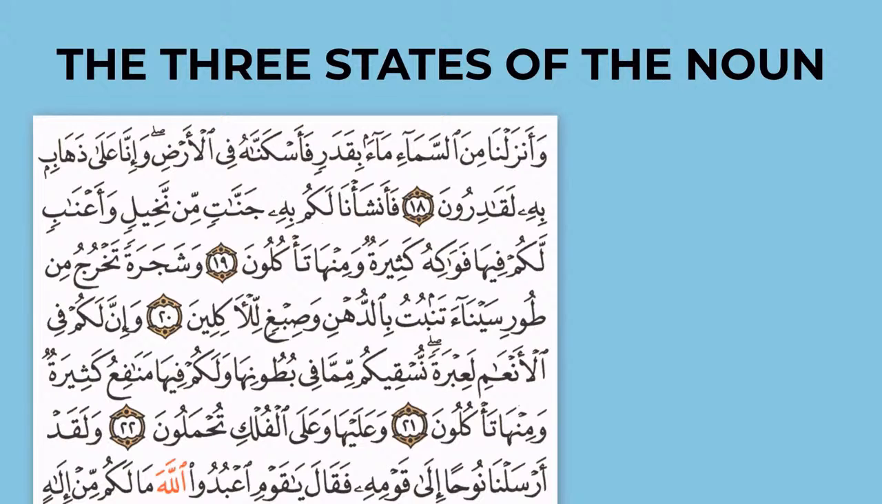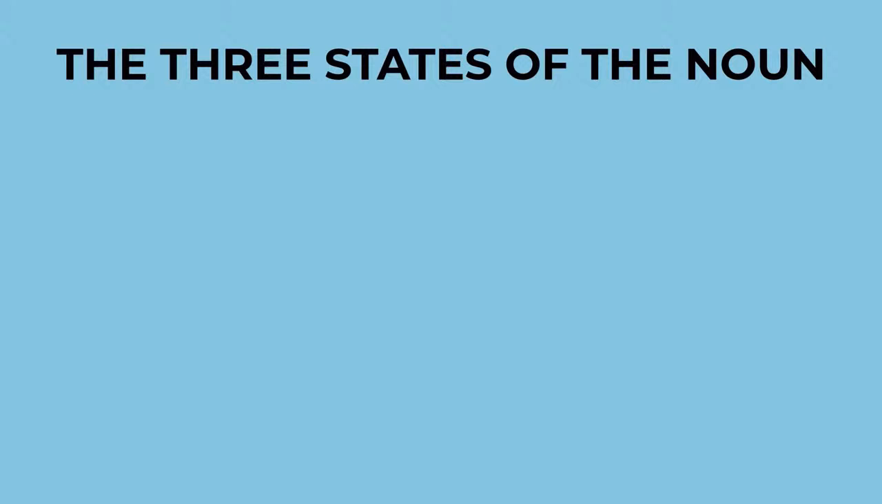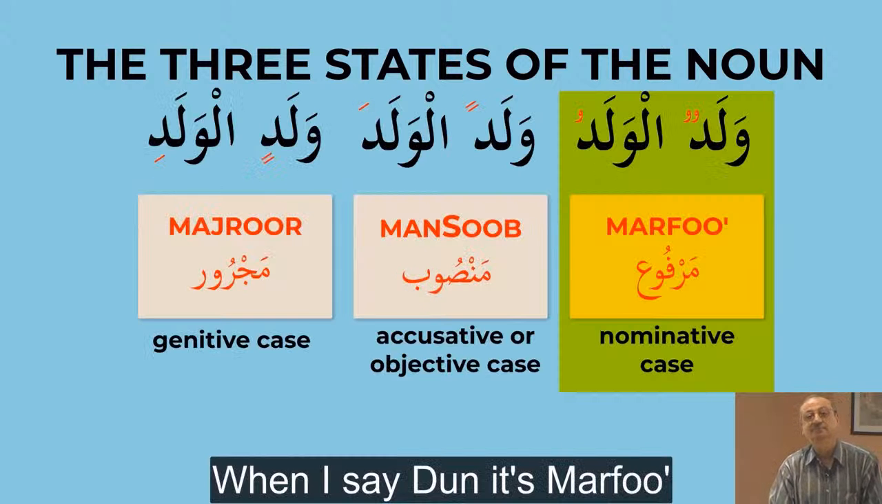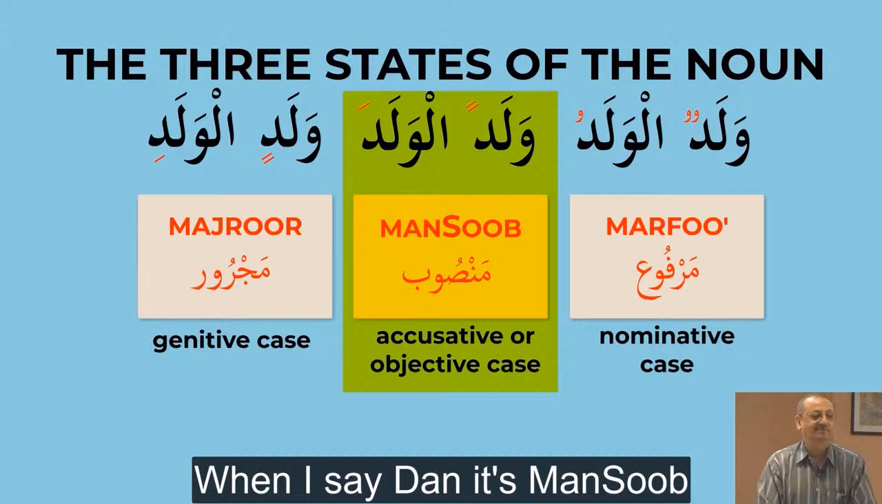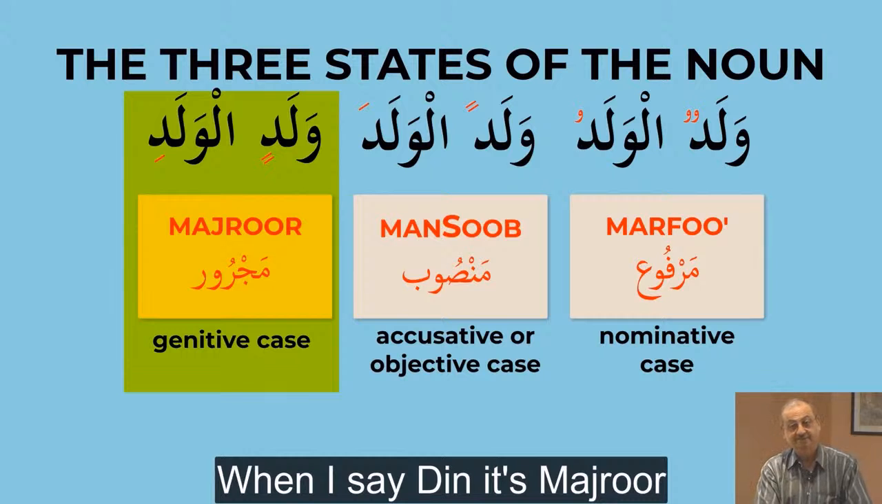Brothers and sisters, this thing will stay with you all the time when you're reading Quran. It is in the back of your mind that the nouns can be marfu, according to the function it performs. It can be mansub or it can be majrur. I made a little song out of this. When I say dun, it's marfu. When I say dan, it's mansub. When I say din, it's majrur.